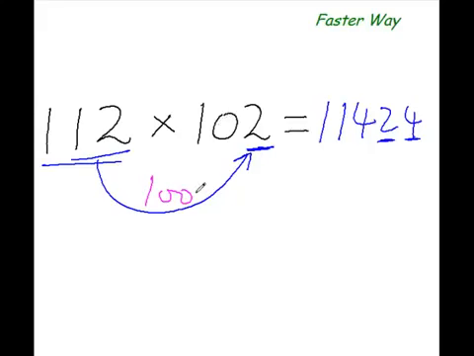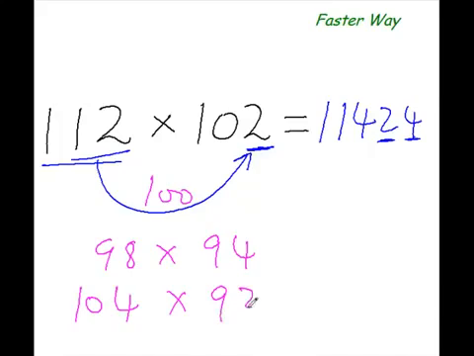Now in the next video we would be taking the other situations as well. That is, when both the numbers are below the base, like 98 times, let's say 94, they are both below the base 100, and when one number is above and one number is below the base, let's say 104 times 93, this is above the base, this is below the base. So we'll be practicing all these types of examples. The method remains almost the same.